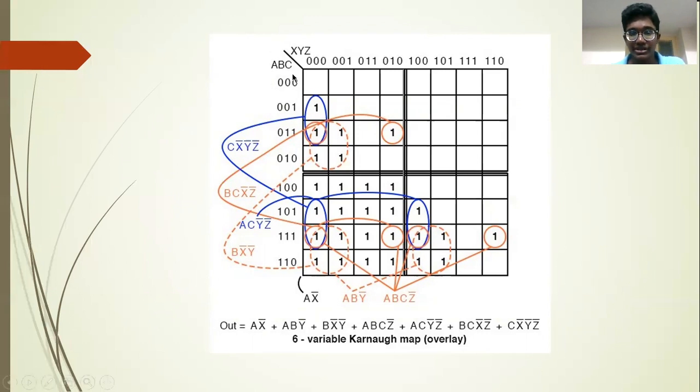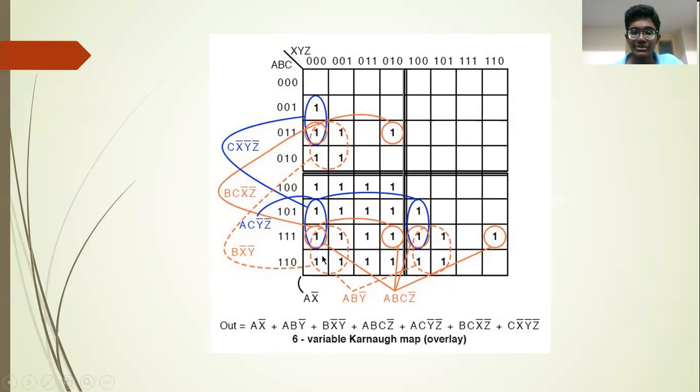Wherever ABC is greater than XYZ, we have to place 1, and elsewhere 0. Here the value of ABC is 1 and the value of XYZ is 0. So we are placing 1 over here, and the value of ABC is 3 and the XYZ value is 0. We are placing 1 over here.